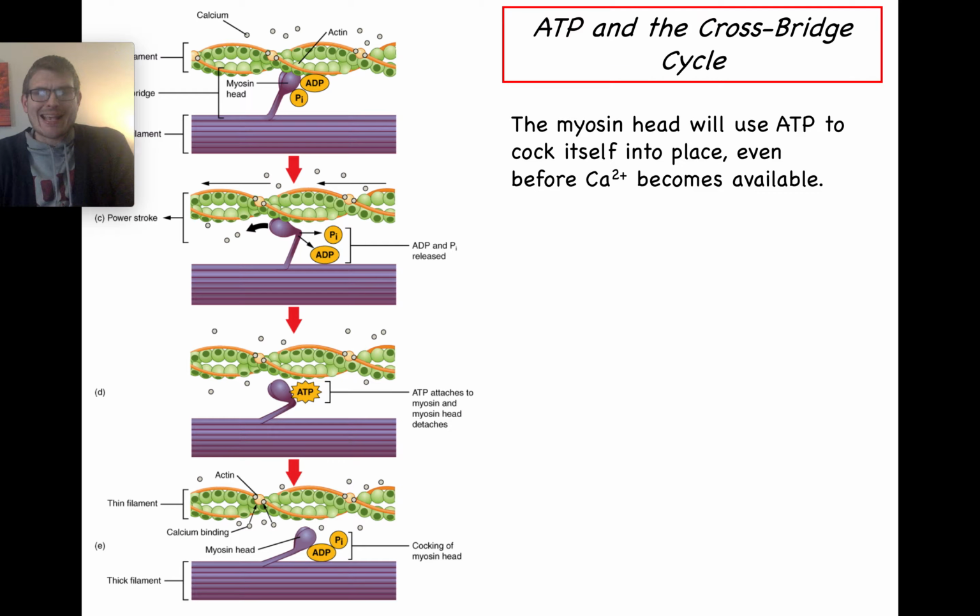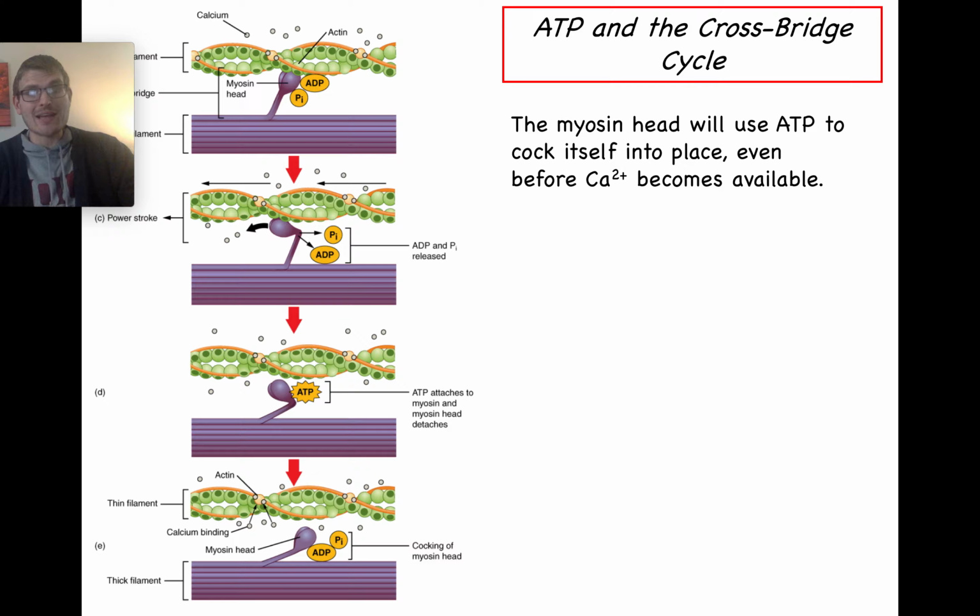But if we, again, use this as an opportunity to instruct ourselves on ATP and the cross-bridge cycle itself, we can kind of look at this in more detail than what the previous slide was showing us. Now we can actually see tropomyosin and troponin here. I had mentioned this in part 1, but make sure you understand that myosin head will use ATP to cock itself back into place even before calcium becomes available.